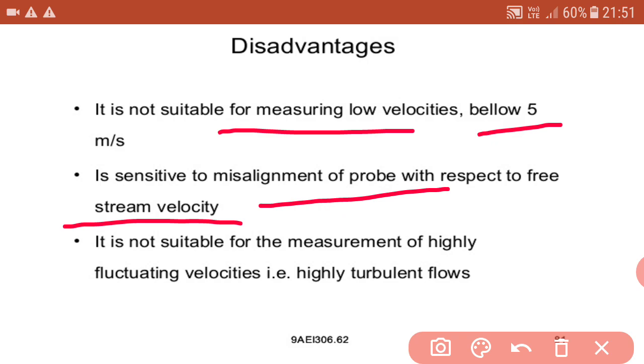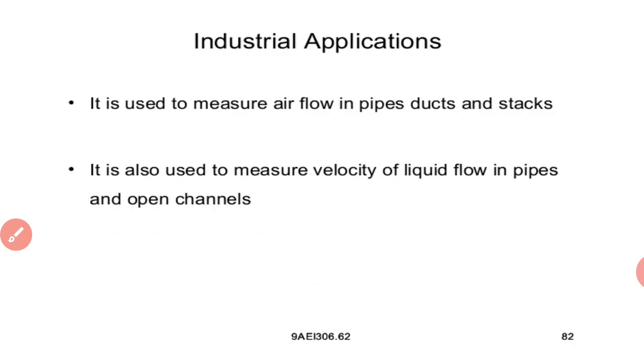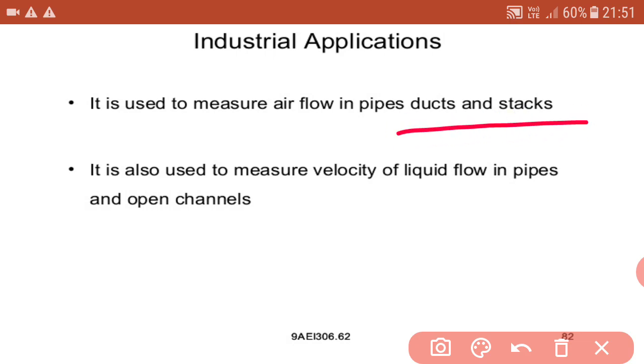It is not suitable for the measurement of highly fluctuating velocities, for example highly turbulent flows. So it is also a disadvantage. Now, industrial applications. It is used to measure air flow in pipe ducts and stacks. It is also used to measure the velocity of liquid flow in pipes and open channels. So these are the typical applications.